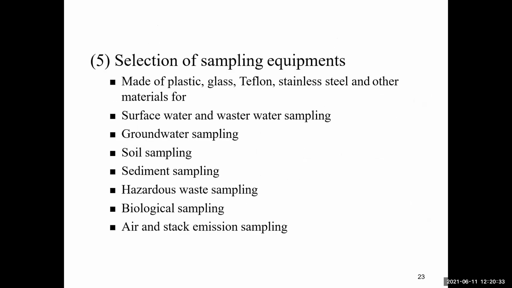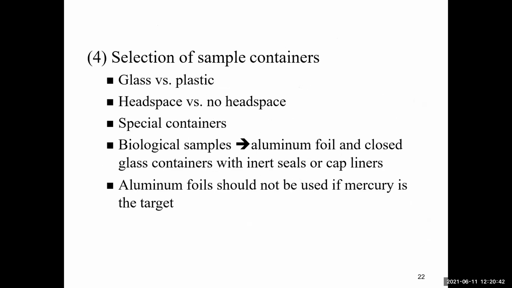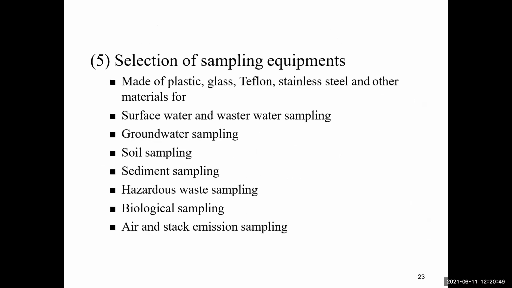Now the selection of sampling equipments. The selection of sample containers: containers vary between glass versus plastic. Always use glass for sample collection. And for the selection of sampling equipments, groundwater and soil are all discussed. Only biological sampling and air stack resistance class sampling will be discussed in the next class.